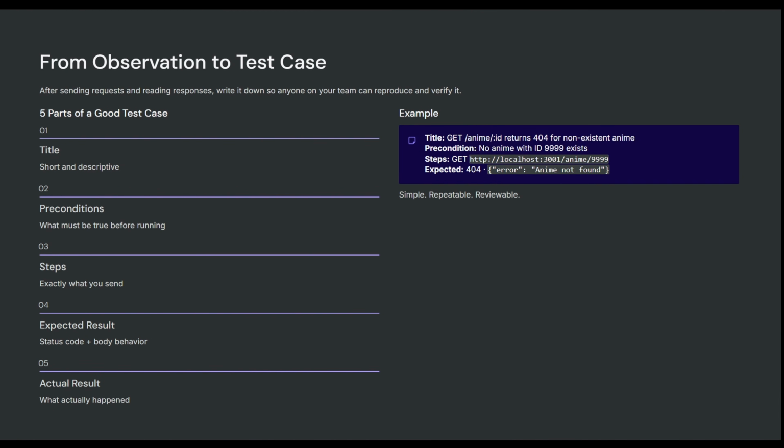You have sent requests and read responses. Now what? You write it down in a way that anyone on your team can reproduce and verify. A good API test case has 5 parts: title, preconditions, steps, expected result, and actual result. That's it. Simple, repeatable, reviewable.